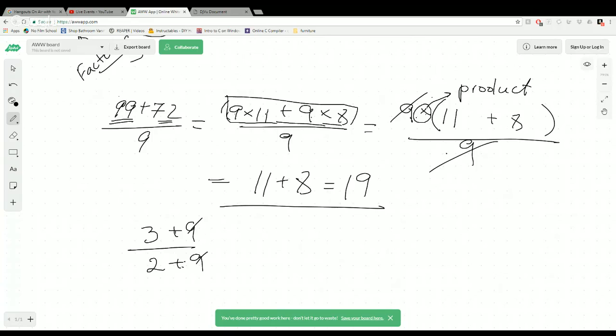If you look at it, 11 plus 8, that's one number, 19. But I'm multiplying two things here, whereas here I'm adding two things. So canceling will only work when you're multiplying. Remember that.